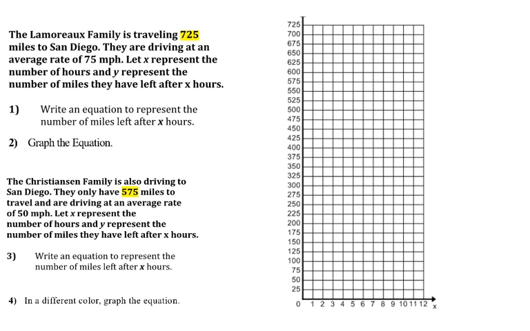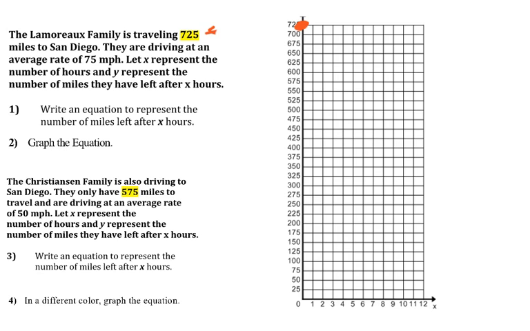Okay, so in the lesson, we are going to practice using graphing equations to solve systems that are story problems. So the first problem, the Lamoureux family is traveling 725 miles to San Diego. So that would be how many miles they have left when they start. So that would be our beginning, so at the beginning of the problem. And so we also know that as the y-intercept. So if I was going to put this on my graph, they're going to start at 725 miles away from San Diego.